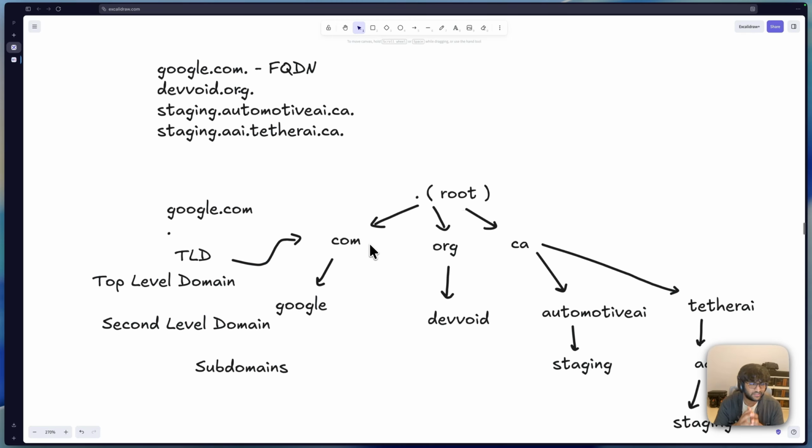So first of all, there's a domain and there's a zone, okay? In this nomenclature over here, a lot of people do use these interchangeably, but they are not the same. And the thing about it is a domain is, well, let's just take, for example, google.com and everything under it, that's a domain. Simple as that. There's no subdivisions, there's no other divisions. It's just google.com and everything under it is just the domain. Okay. DevVoid.org and everything under it is a domain. automotiveai.ca is a domain and everything under it. tetherai.ca and everything under it. Right.